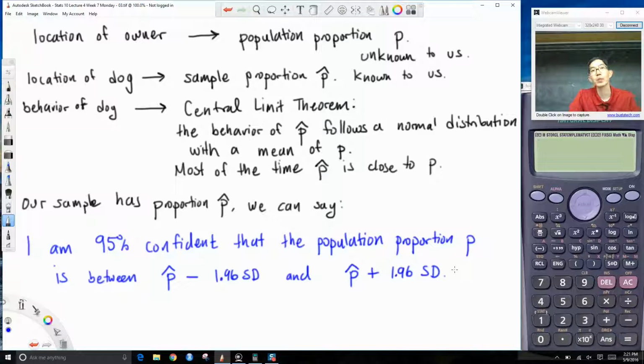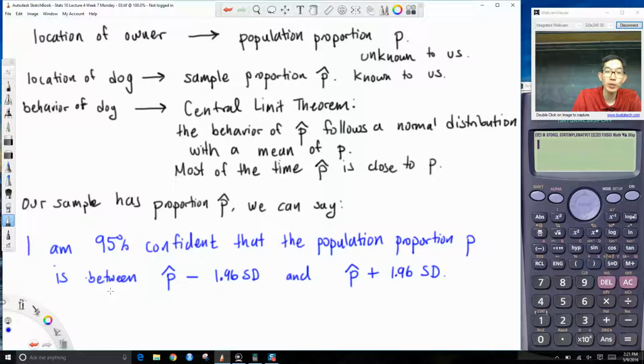Okay? Because the central limit theorem basically said that p hat follows a normal distribution centered at p, and so if we see p hat at some location, we can be pretty confident that p is close by. In the same way, if we see the dog located here, we can be confident that his invisible owner is close by. Is this okay? All right.